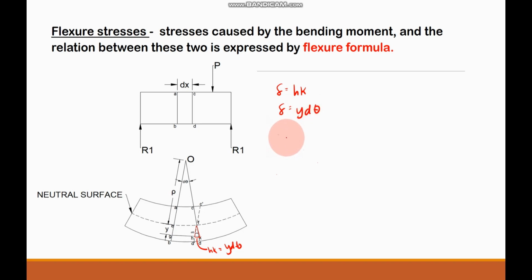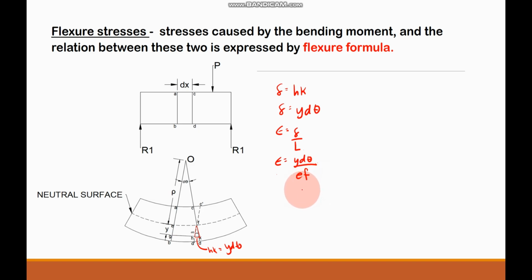And we know that our strain is equal to the deformation all over the original length. So the strain is equal to the deformation, which is our y dθ. And then our original length is EF. So why EF? As I have said earlier, EF is the neutral surface where there is no deformation and no stress occurring at the neutral surface. So it is the original length.